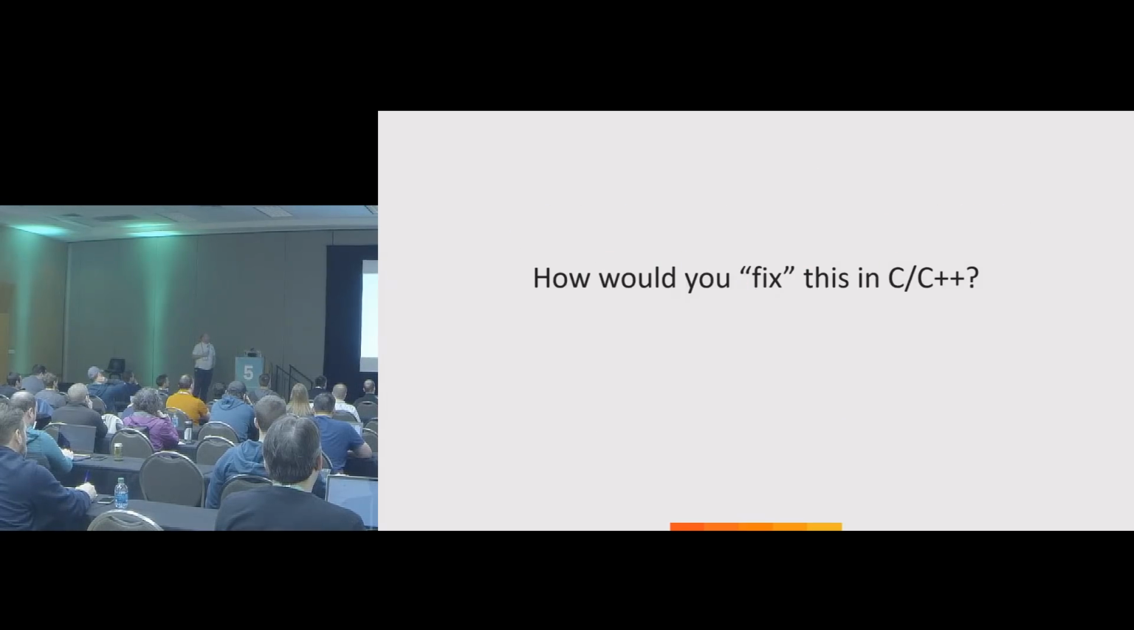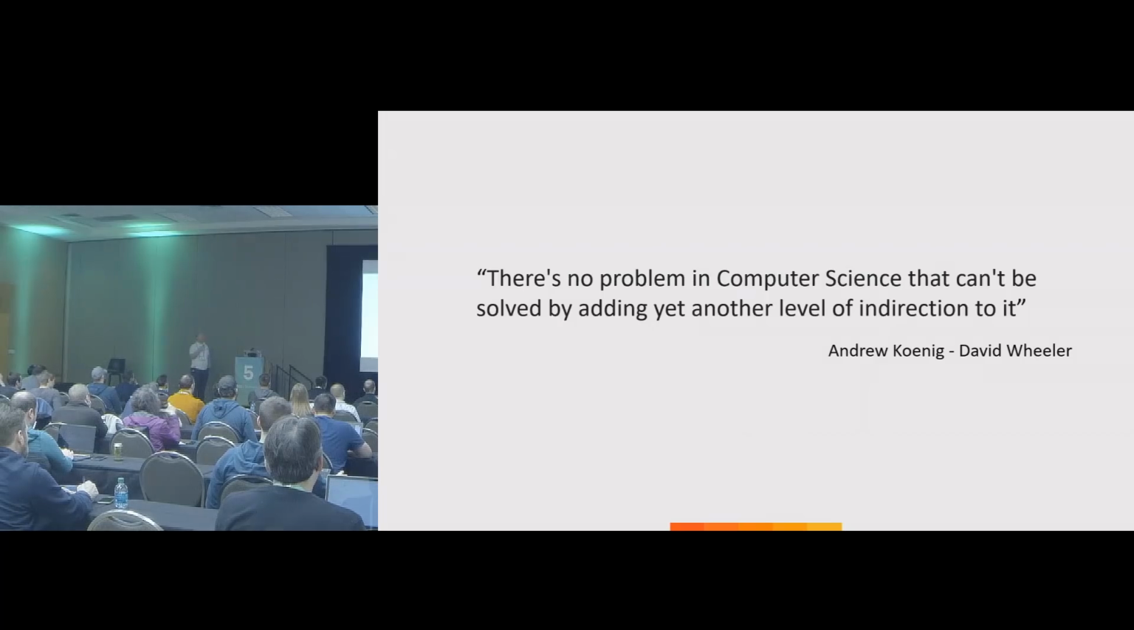But you know, anyone that comes from the C++ or C background knows how to fix this. Actually, we are told how to fix this in university, which is there's no problem in computer science that can't be solved if we add another level of indirection. The problem is what kind of indirection you are adding. Okay, some of them are intractable.